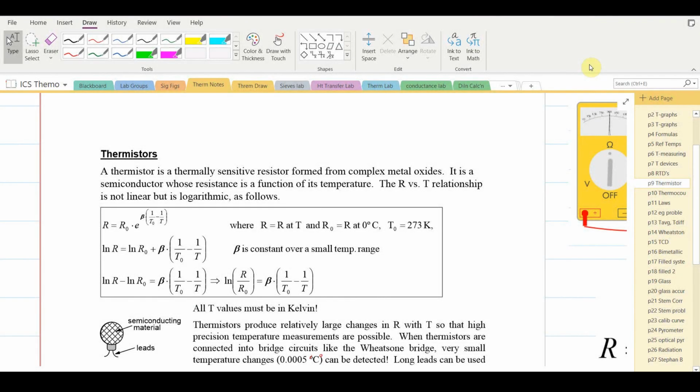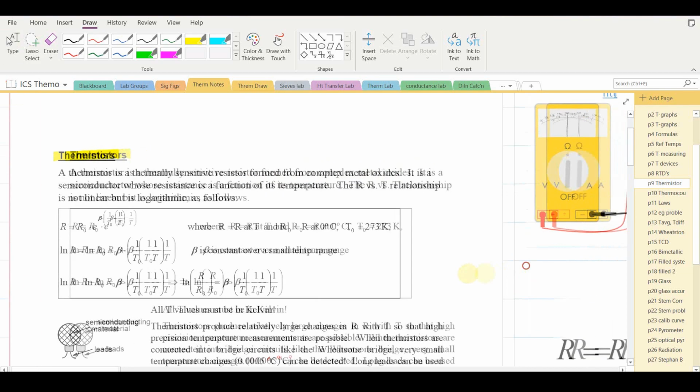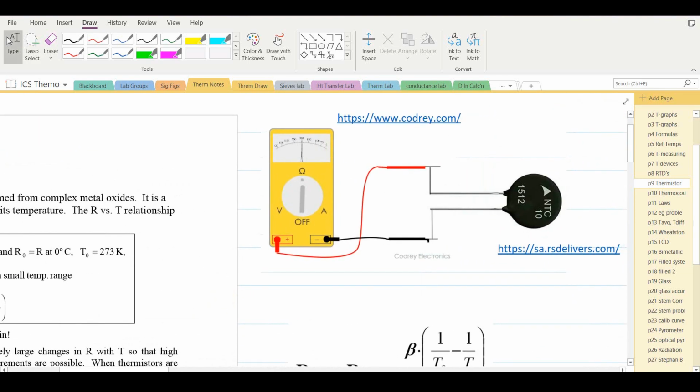A second type of electric thermometer we want to look at is called a thermistor. Now, thermistors are thermally sensitive resistors formed from complex metal oxides. Here's an illustration. A metal oxide powder is compressed into a pellet, and its resistance will change with temperature. So by connecting it to an ohm meter, a change in resistance would indicate a change in temperature.